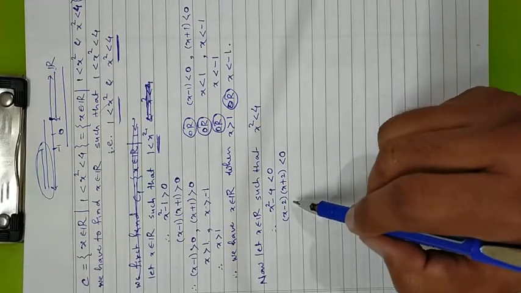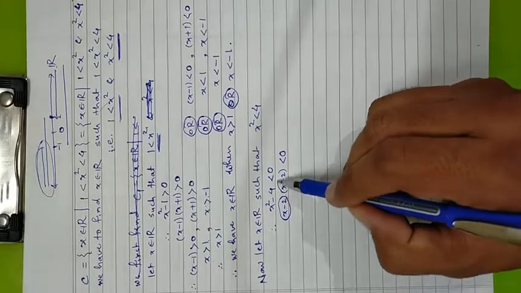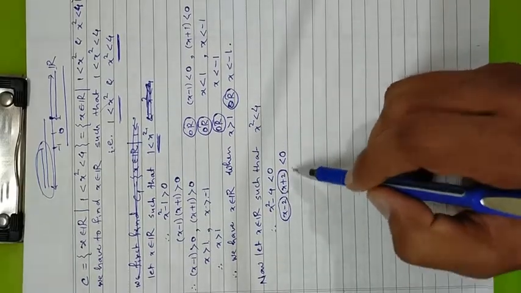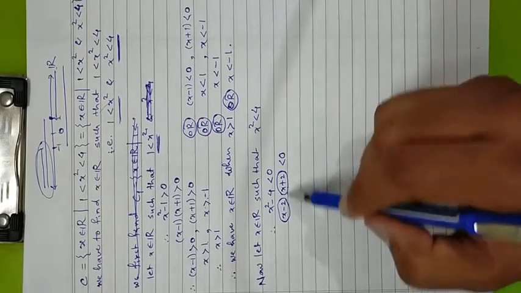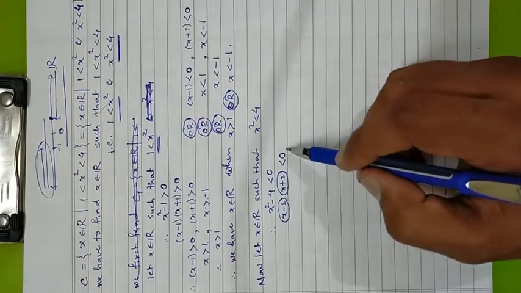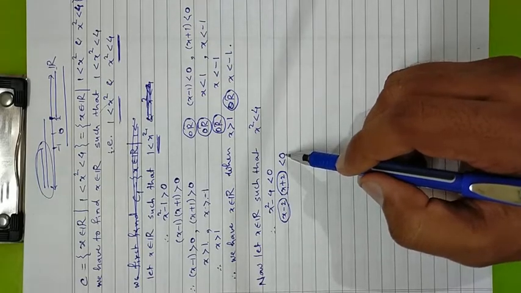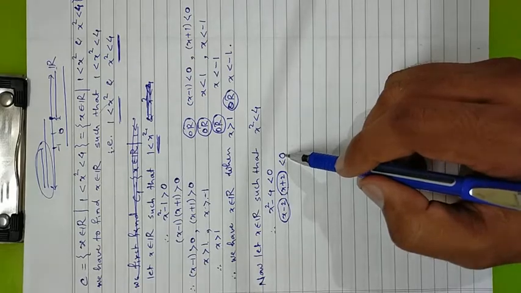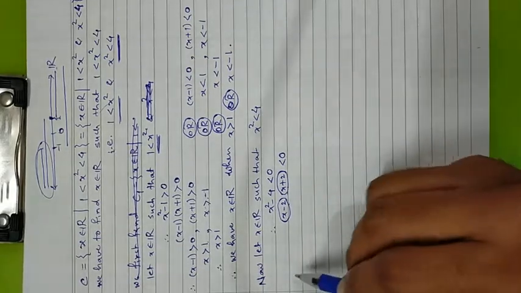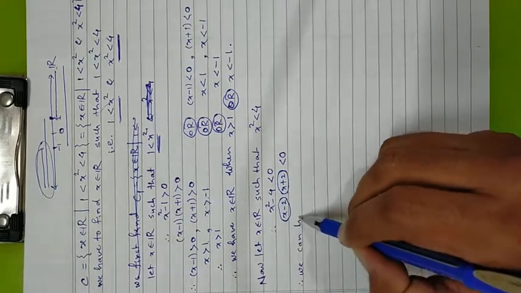Now it means the product of two quantities, this is the first quantity and this is the other quantity, and their product is less than 0. Product of two quantities less than 0 means what? When the product of two quantities is less than 0, one of them is positive and one of them is negative. So again we can have two cases.